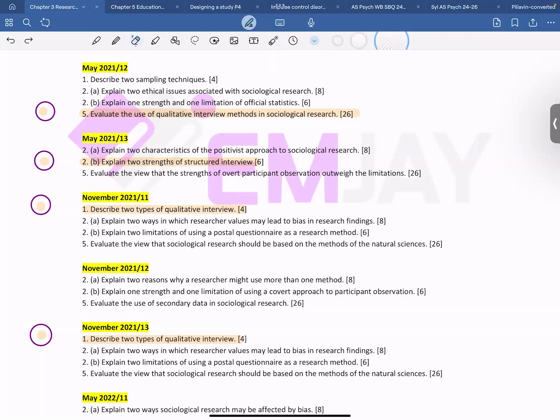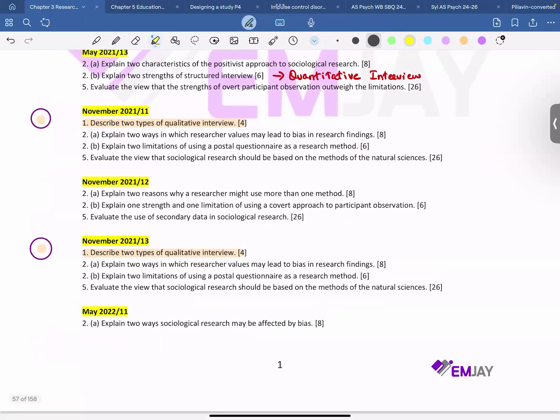This question is an example of quantitative interview, under the heading primary source of quantitative data. I'd like to remove this from here so that there's no confusion. Now, taking this ahead, we have had another question in November 2021, variant 1.1, which reads, describe two types of qualitative interview. Another question to follow in November 2021, 1.3, is the same question, describe two types of qualitative interview. They're both the same, variant 1.1 and variant 1.3.